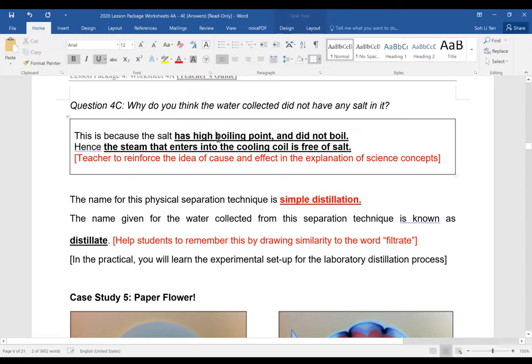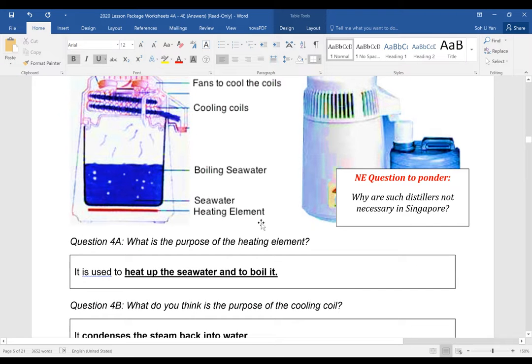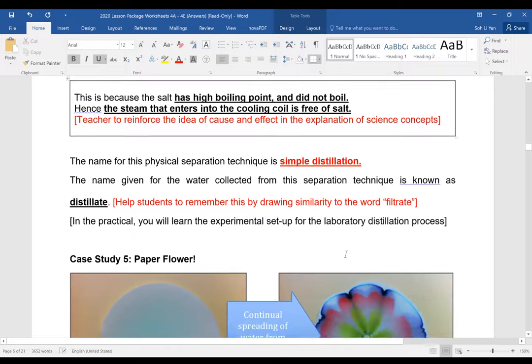Why do you think the water collected did not have any salt in it? Because the salt has a very high boiling point. So we did not manage to boil the salt; we only boil the water. Then we are able to obtain steam, which is from the water. The steam that enters the cooling coil doesn't have any salt particles at all. So please take note about boiling point and melting point. Depending on the temperature of the heating element, let's say 100 degrees Celsius, we are only able to boil the water to get the steam.